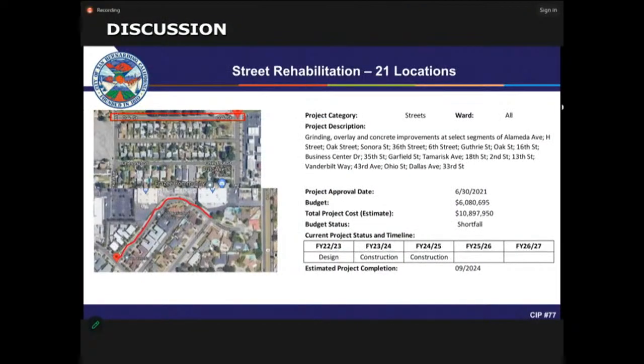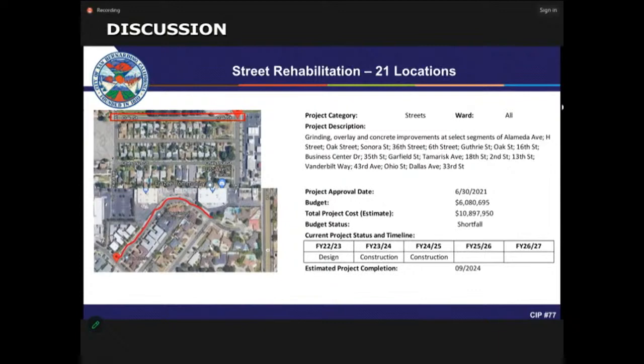Street rehabilitation, 21 locations. This project includes 21 streets. I could read them all if you'd like. It includes segments of Alameda, H Street, Oak Street, Sonora, 36th, 6th, Guthrie, Oak, 16th, Business Center Drive, 35th Street, Garfield, Tamarisk, 18th, 2nd, 13th, Vanderbilt Way, 43rd, Ohio, Dallas, and 33rd.